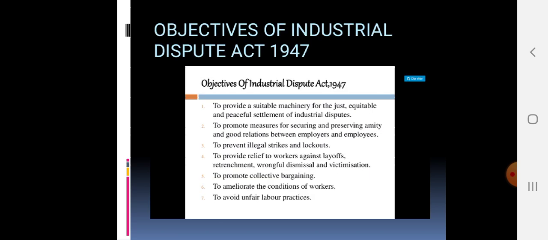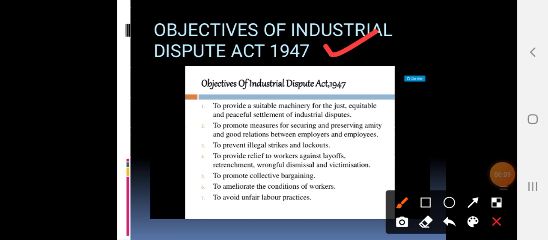We'll be discussing the objectives of this particular act. I have jotted down some important points. Whenever you are writing any objective, make sure you initially use "to", right? For example, to promote measures for securing good relations between employers and employees, to minimize the differences and to resolve the disputes with the help of adjudicatory authorities.